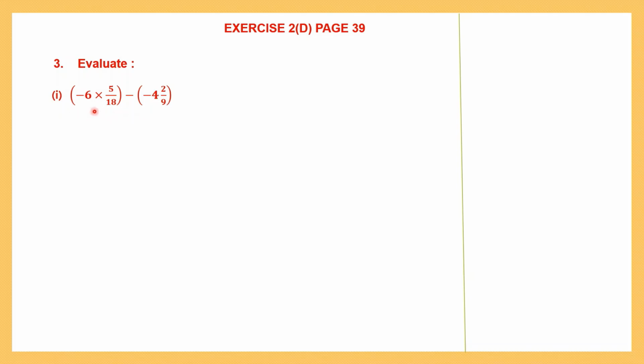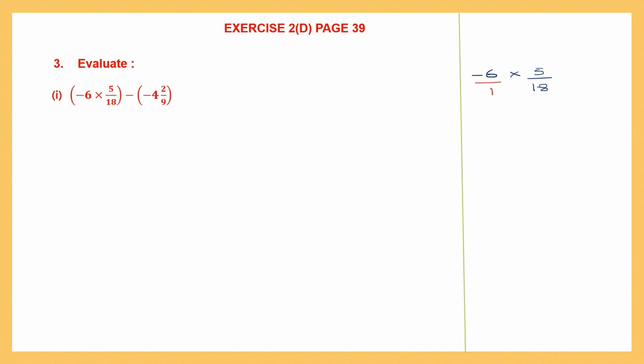So we're going to begin with minus 6 into 5 by 18. So let's remove what's within brackets here. Let's work it out in the working column. So that is minus 6 into 5 by 18. So now here minus 6 is by itself. We can give it the denominator 1.